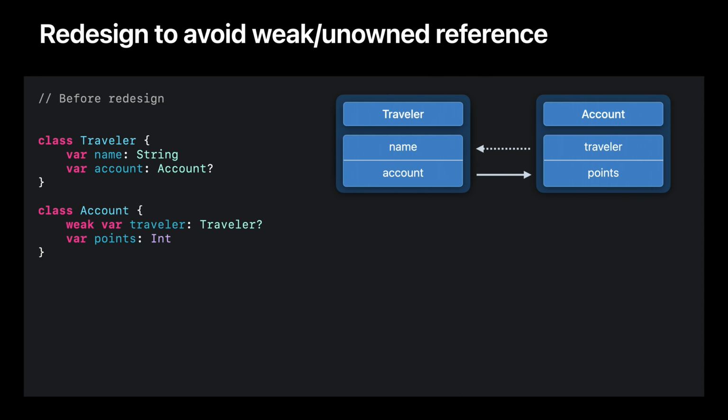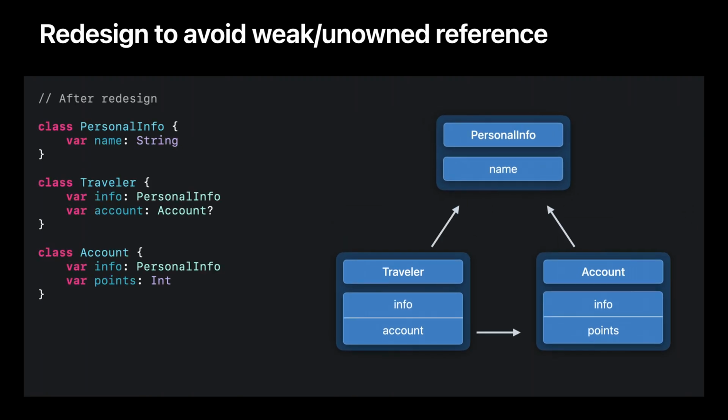In our example, the traveler class needs to refer to the account class. It is not really necessary for the account class to refer to the traveler class. The account class only needs access to the traveler's personal information. We can move the traveler's personal information into a new class called PersonalInfo. Both the traveler class and the account class can refer to the PersonalInfo class, avoiding the cycle.